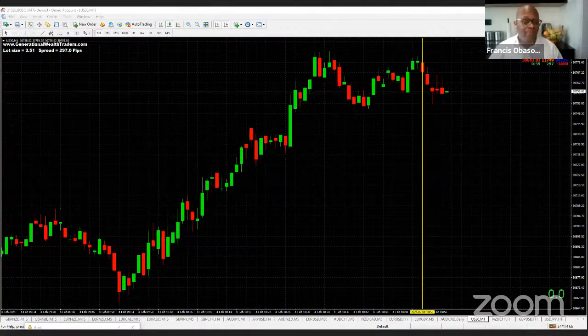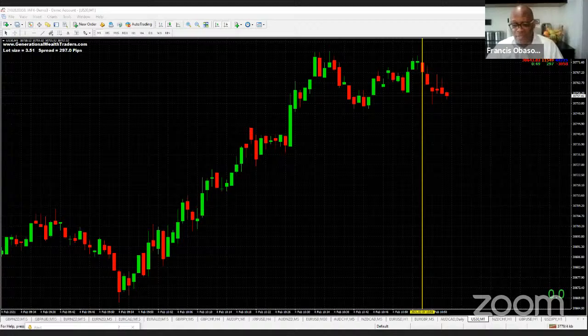Now, pips, PIP, basically stands for percentage in point, or price interest point. Basically it's a measure of a tiny movement in price. Well, not just tiny, but movement generally in price. So it's percentage in point or price in point.